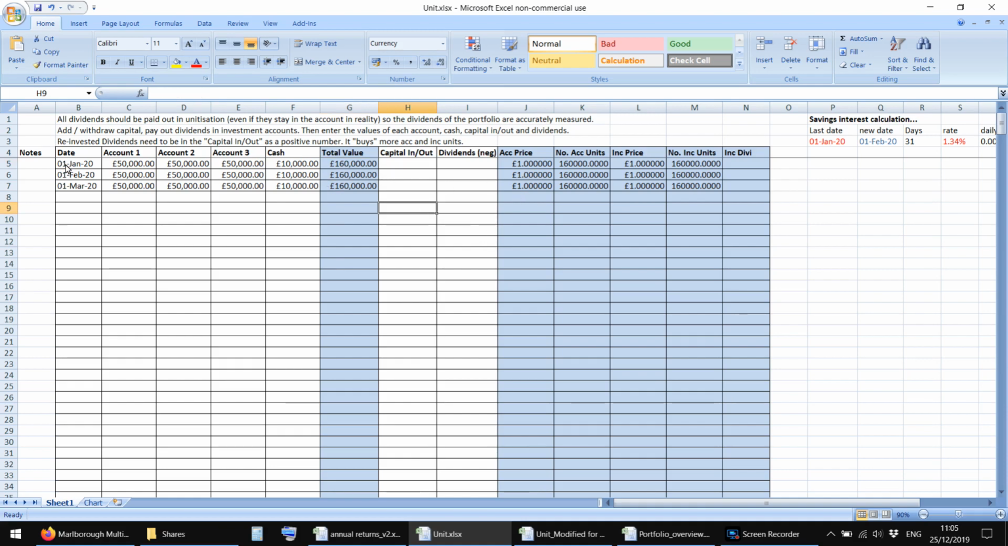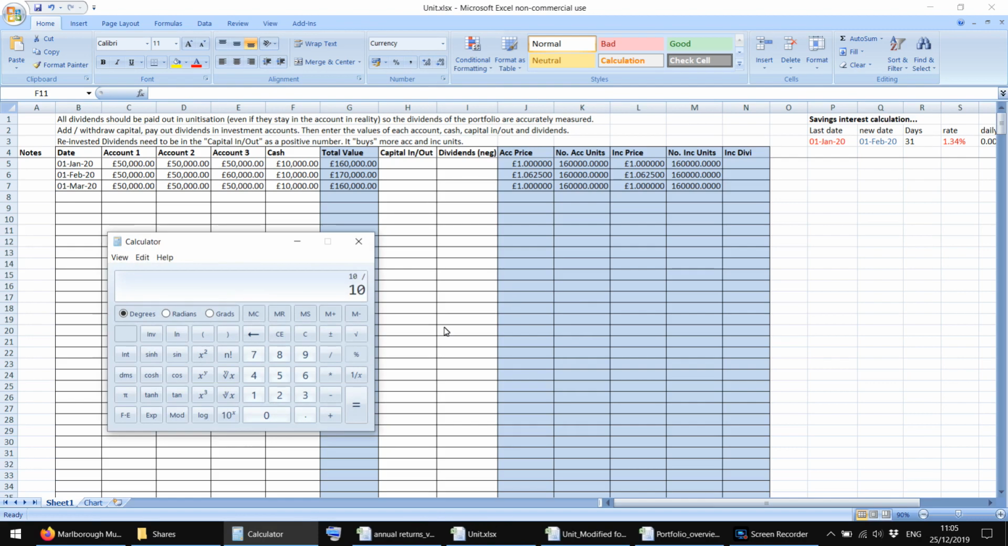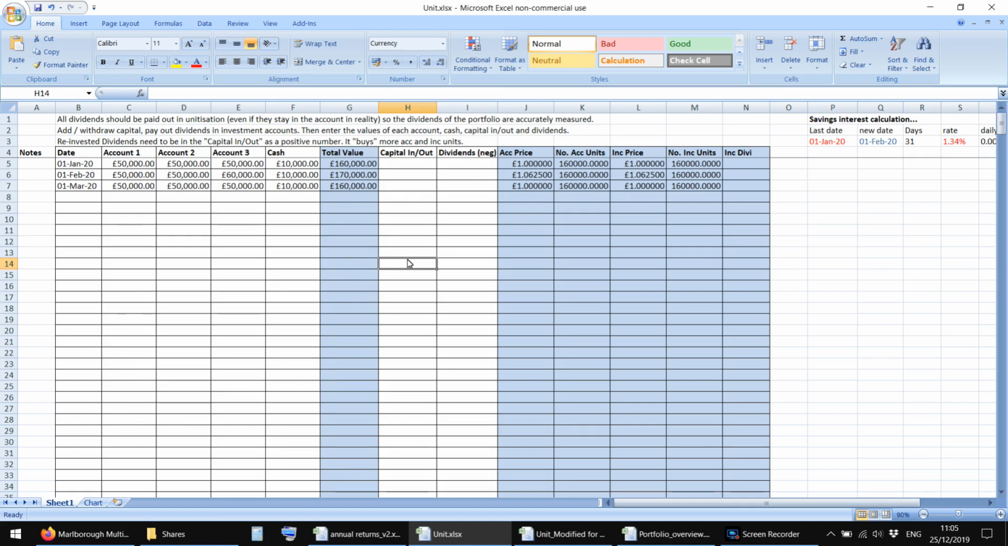So as you can see here on the 1st of February, because all of the values are exactly the same, the unit price is the same. But if we were to add 10 grand to the portfolio, you can see the unit price for both of them is now 6.25% higher, because we've added 10 grand. So presumably 10 divided by 160 is 6.25, yeah. And it increases the value.